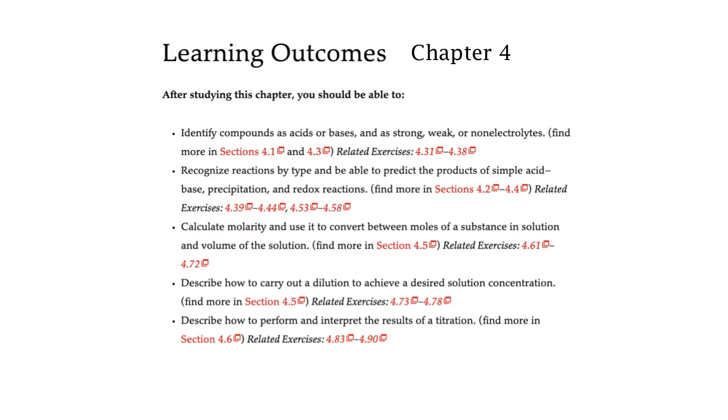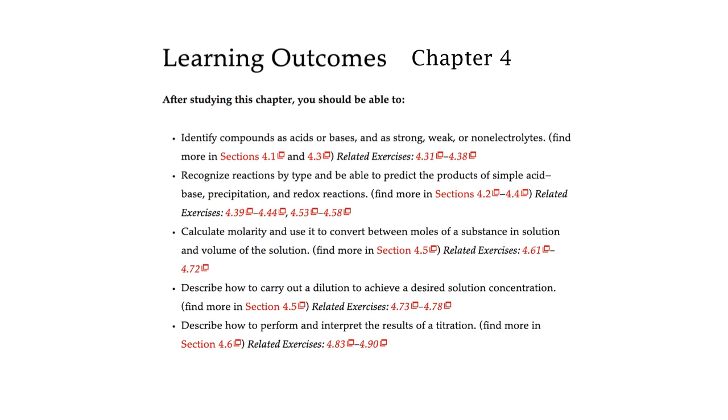Okay, so let's talk about some of the learning outcomes for Chapter 4. We should be able to identify compounds as acids or bases and as strong, weak, or non-electrolytes. Acids we can recognize from our naming section. So we should be able to recognize, like HF, we can name it as an acid from Chapter 2, so we can recognize it as an acid here in Chapter 4.